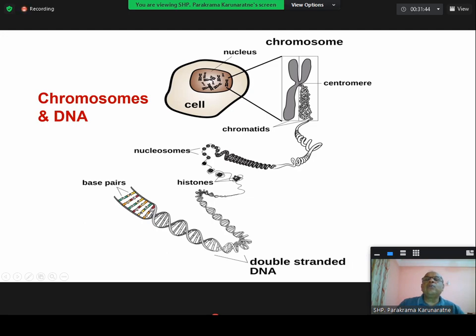Inside the chromosome you get basically a long DNA molecule, and the DNA molecule is double stranded. I will come to DNA later and explain it after molecular biology. So I'm not going to touch this structure now.